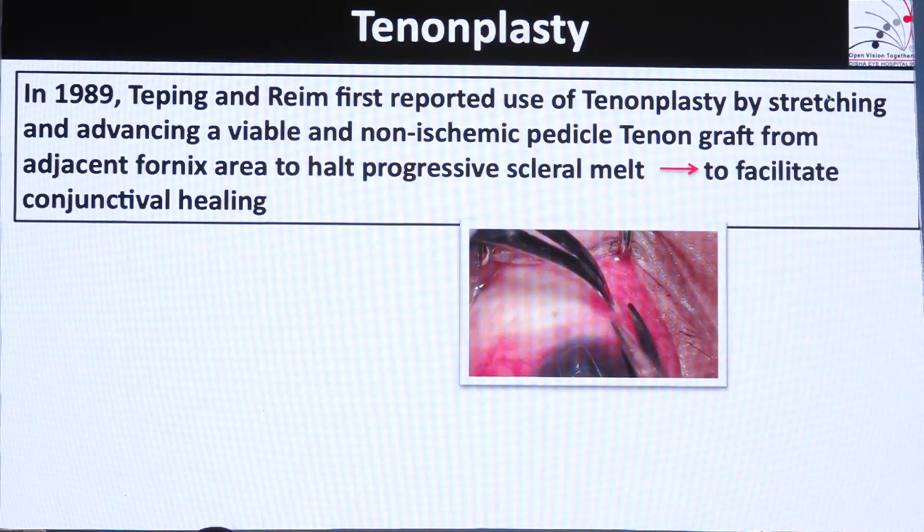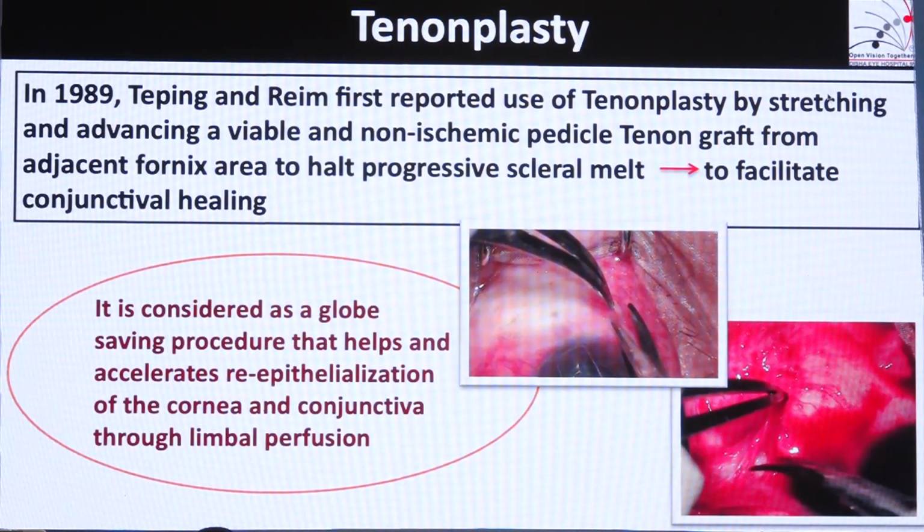In 1989, Tapping and Ream first reported tenonplasty, where it acts as a pedicle graft to halt the progressive scleral melt, and that way it facilitates conjunctival healing. So you can see this is the patient who had this scleral ischemia. You have to take this pedicle Tenon graft from here and suture it at the limbus. That way the scleral ischemic part will be restored, and the blood circulation will be restored.